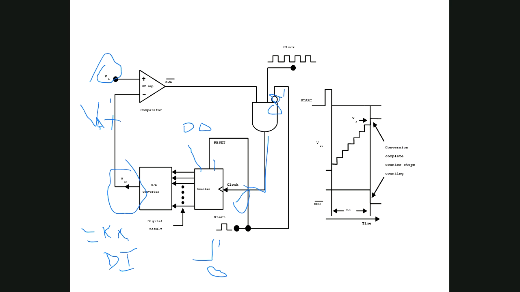So what we are doing now, initially what will be VAX? VAX will be zero. Why zero? Because initially the counter is all zero, right? So the counter is zero, and you know zero times K will give you zero output, right? Now this is the comparator. What does the comparator do? The comparator operation is very simple. If plus is more than minus, the output is always one. And if plus is less than minus, the output will be zero.